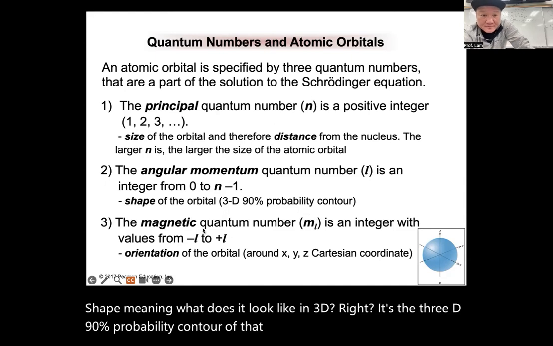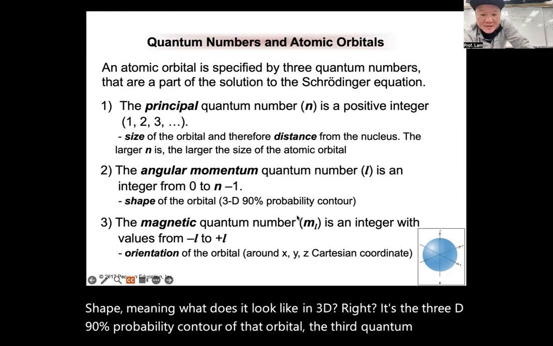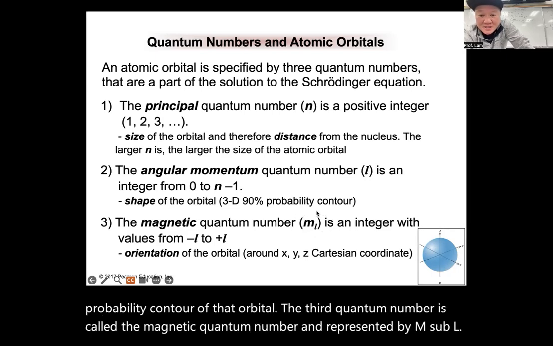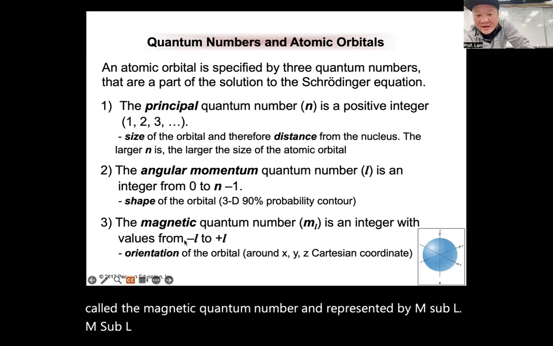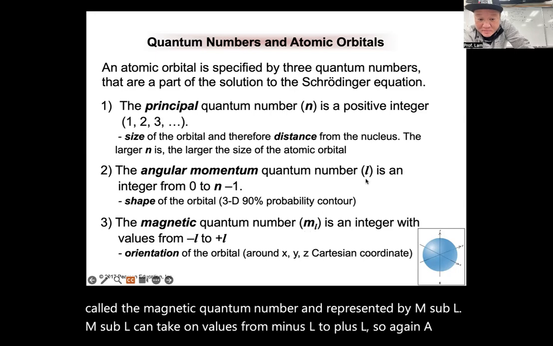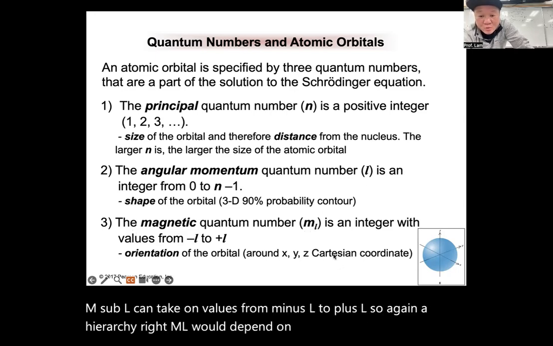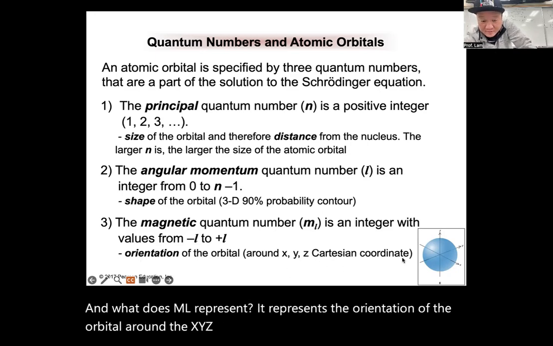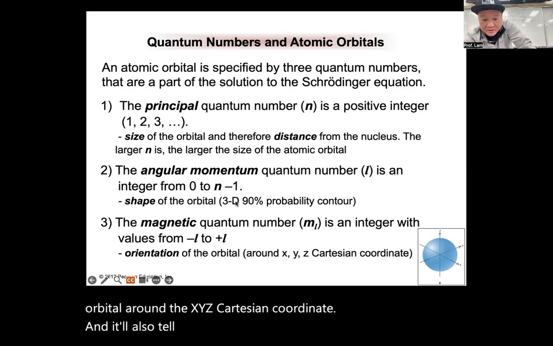The third quantum number is called the magnetic quantum number and represented by m sub L. m sub L can take on values from minus L to plus L. So again, a hierarchy, right? m sub L would depend on L. And what does m sub L represent? It represents the orientation of the orbital around the XYZ Cartesian coordinates. And it'll also tell you the number of orbitals there are in a certain energy level.